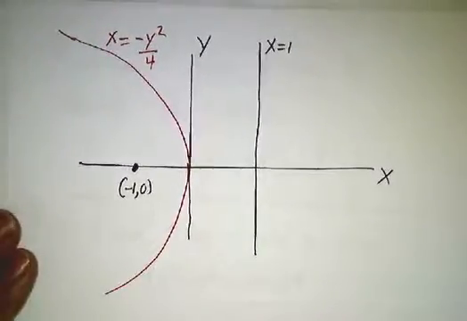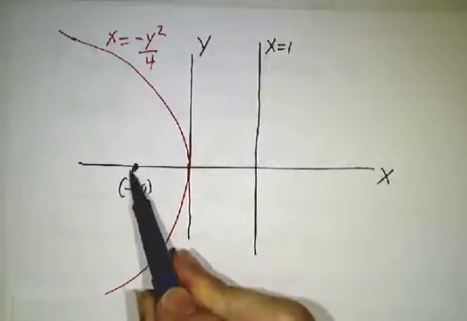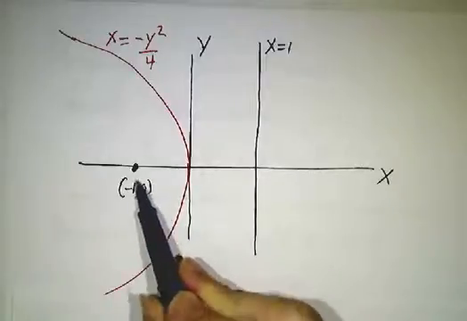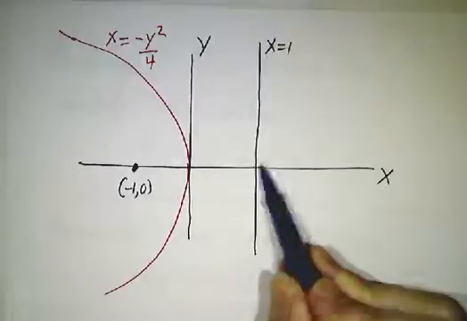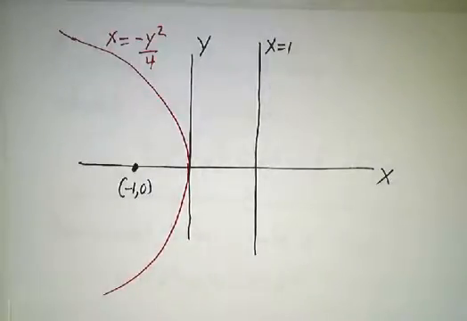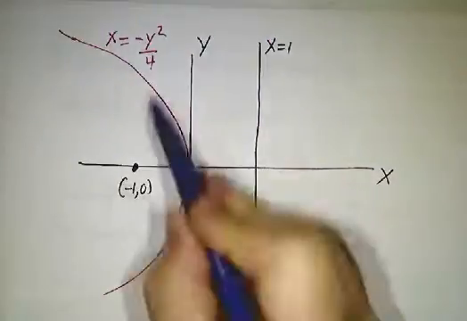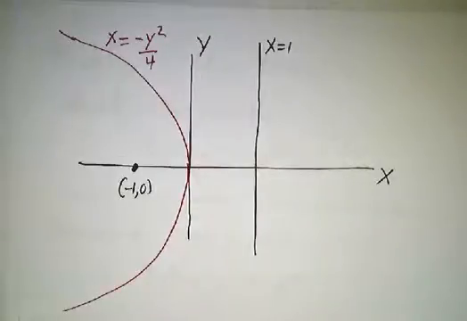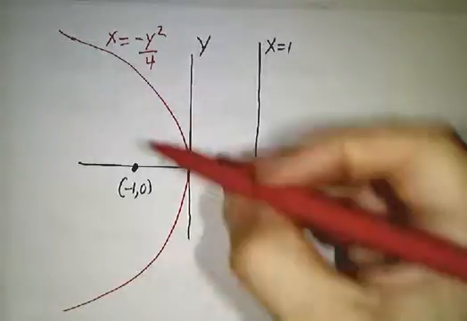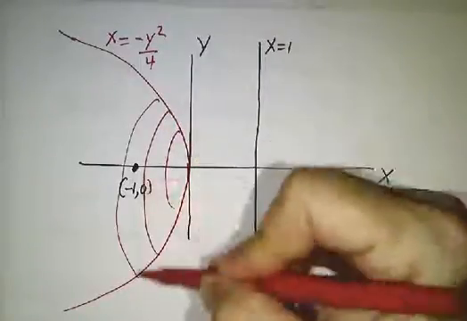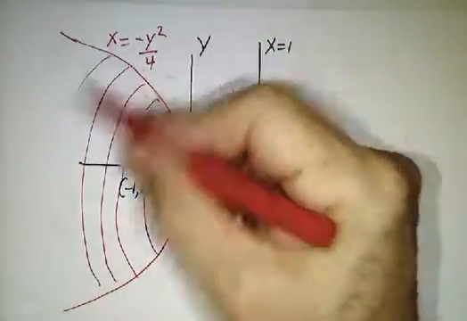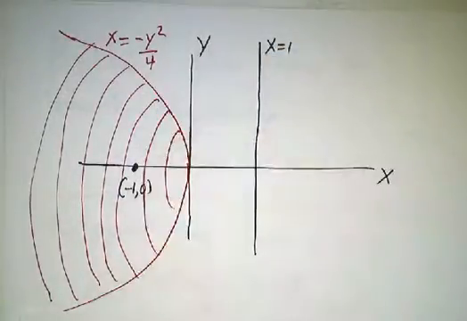Let's look at what happens when z equals 0. When z equals 0, we're in the xy plane, and we want all the points that are equidistant from the point negative 1, 0 and the line x equals 1. Well, that is the focus-directrix definition of a parabola, and we get the parabola x equals minus y squared over 4. And then all that happens with the third dimension is we've taken this parabola and we've rotated it around the x-axis. So we get the paraboloid that you get by rotating a parabola around its axis.